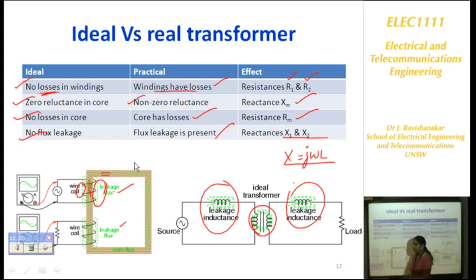So if you take the practical circuit, what are the things that are added in the practical circuit? These are the parameters that are added. One is the resistances R1, R2, then the inductances X1 and X2 in the primary and the secondary winding, and in the core we have the resistance Rm and inductance Xm added. So both the coils and the core, which are the three main parts of the transformer, all have a resistance and inductance added to them in a practical transformer.